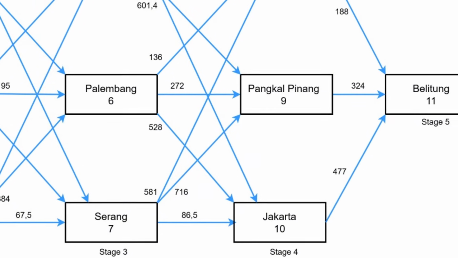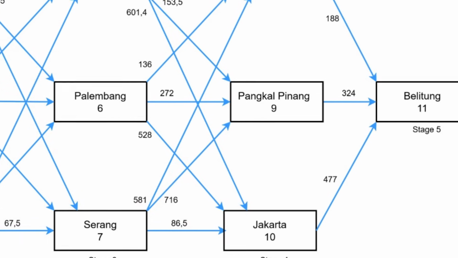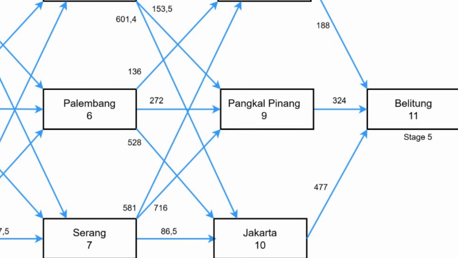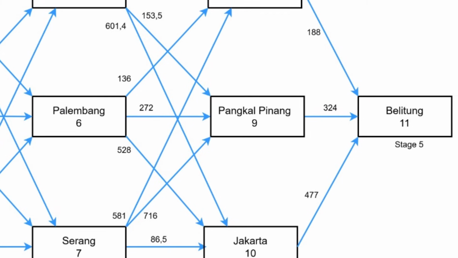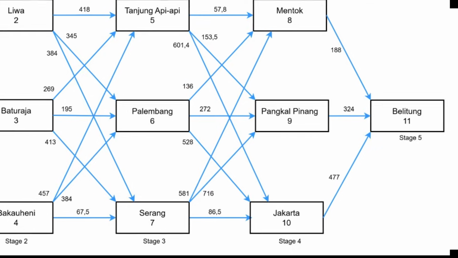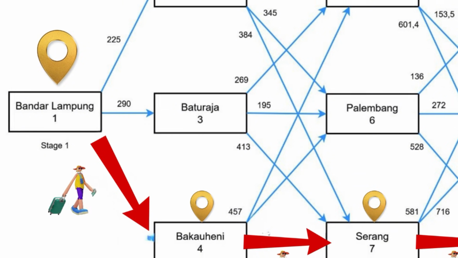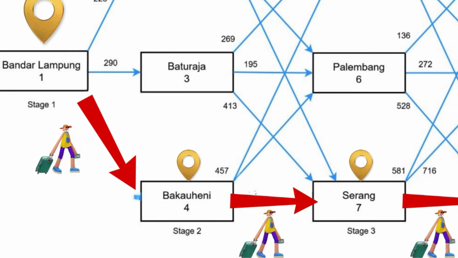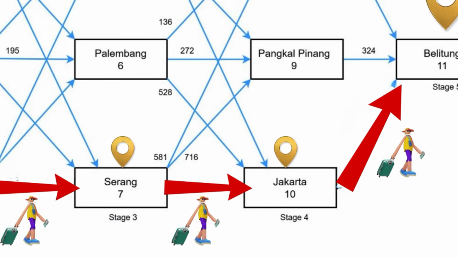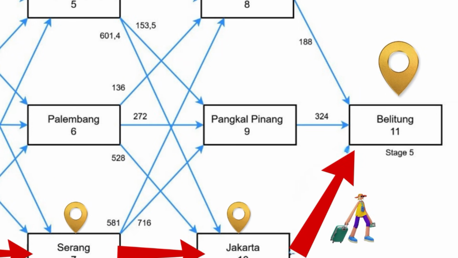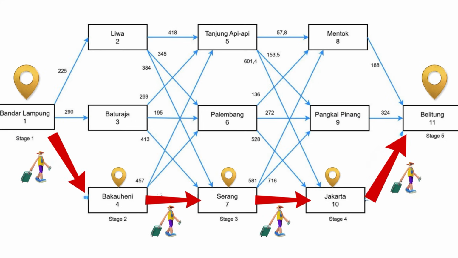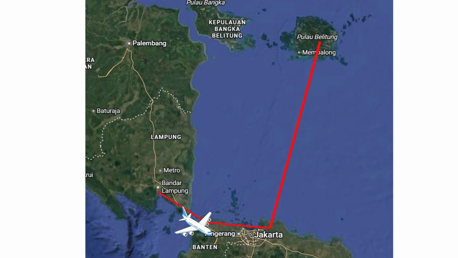Finally, Stage 4. From City 10, the route goes directly to Belitung with a distance of 577 km without needing additional calculations. So, the final route obtained is Bandar Lampung, Bakauheni, Serang, Jakarta, and Belitung, with a total distance of at least 720 kilometers. Using dynamic programming will help us choose the most worthwhile route without complications and not randomly.